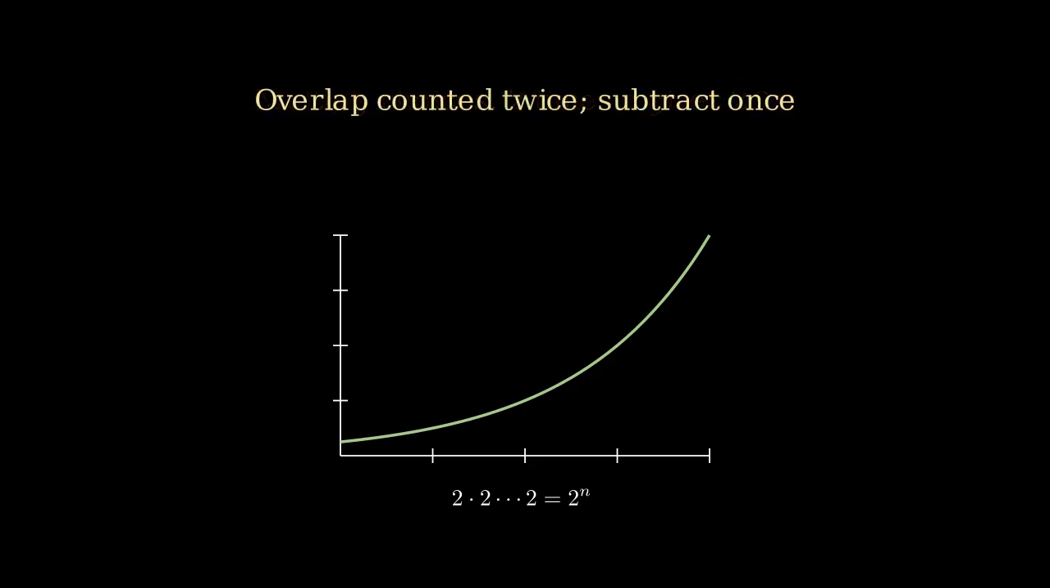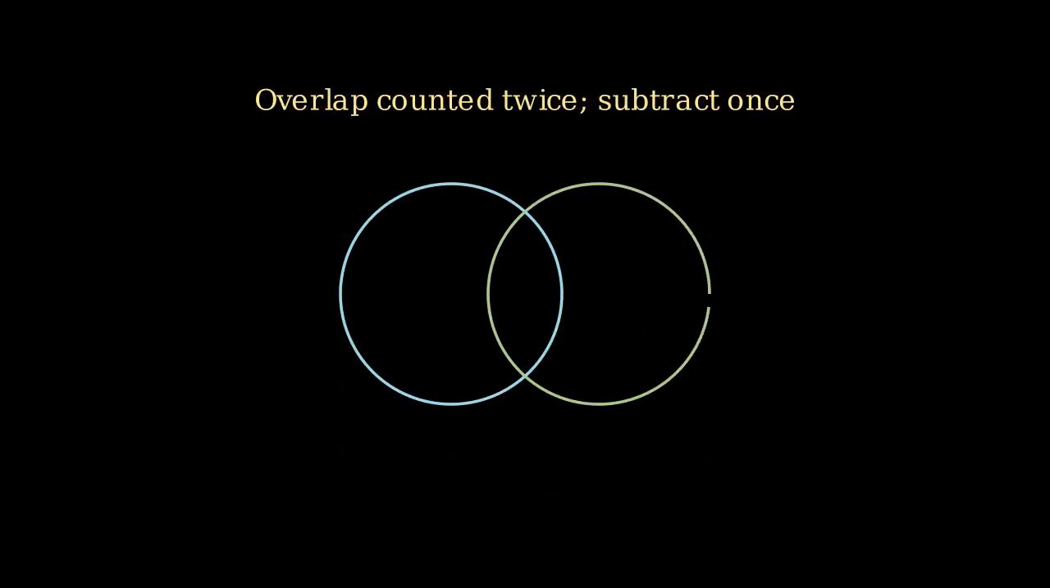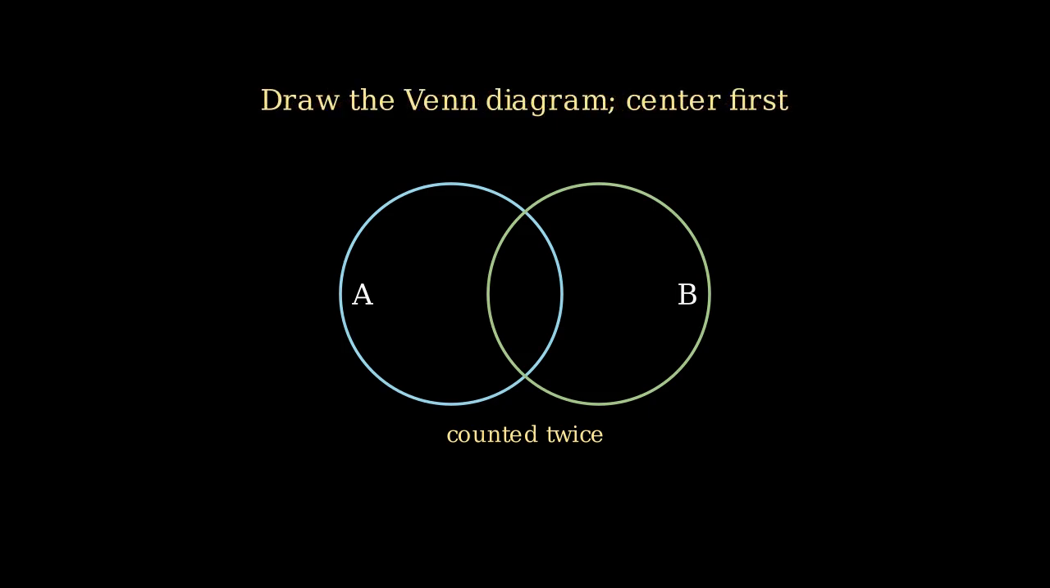Here's why inclusion-exclusion works. It corrects for double counting. When you naively add the size of A and the size of B, anything sitting in both sets gets counted twice. Subtracting the overlap exactly once cancels out that duplicate, leaving the true total. The trick is simple but works every time.